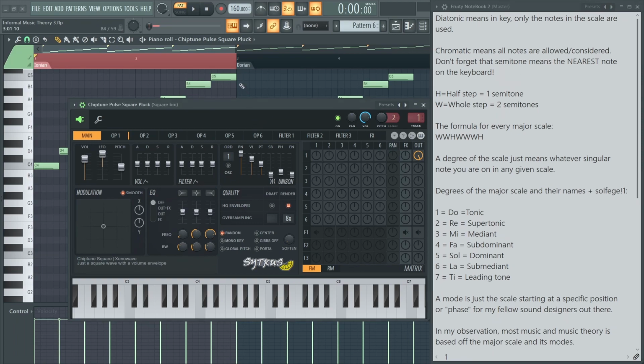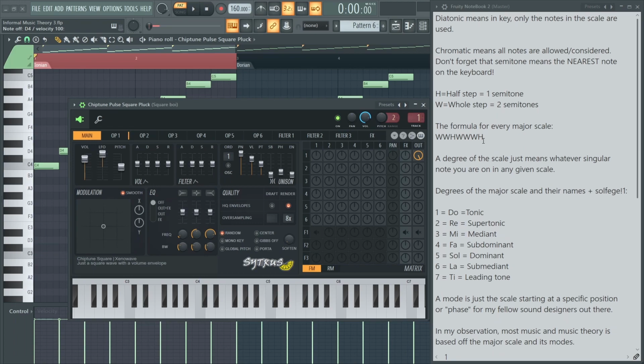Let's say I want to find E major. So I will start on E, and from here I will go up a whole step, and then go up another whole step, and then a half step, and then a whole step, and then another whole step, then another whole step, and then another half step. And there's my E major scale. This is the formula for every major scale. It's based off the intervals.